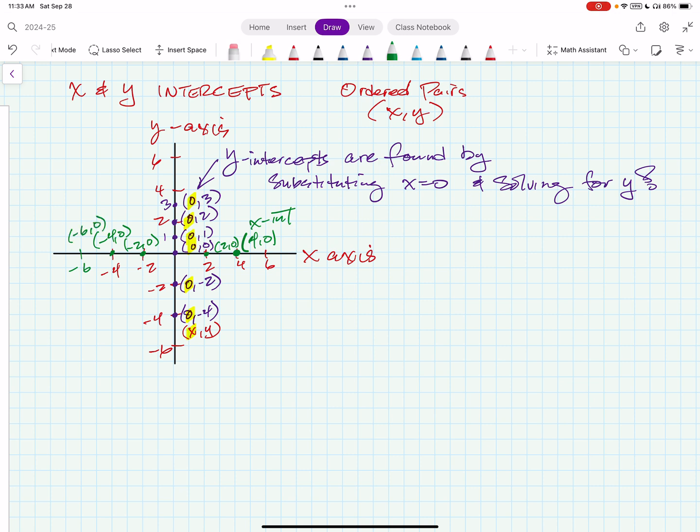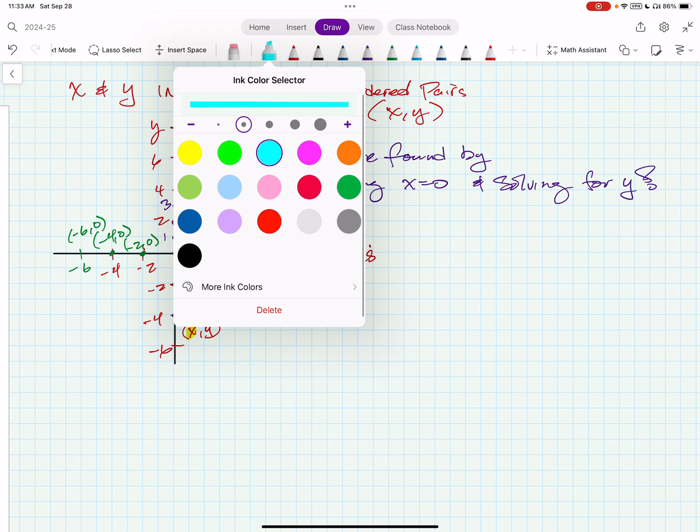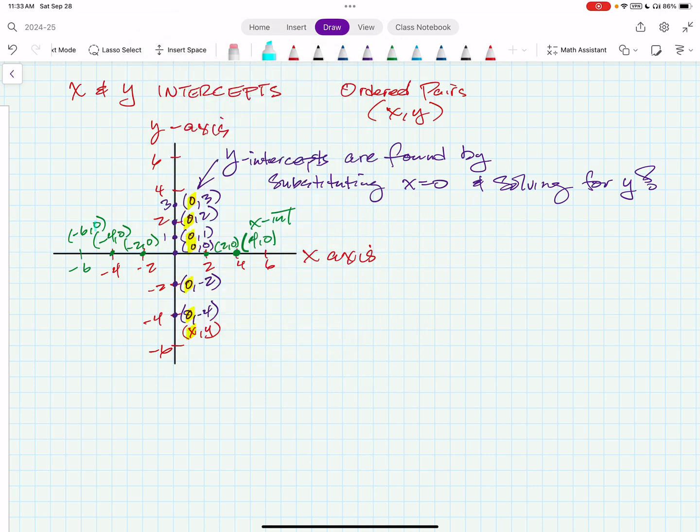And then you have to ask yourself, what do these points have in common? And it hopefully is obvious that they have the same y coordinate. They're all 0, guys. So when you want to find x-intercepts, like the ones I just showed you right here, let's write this down.